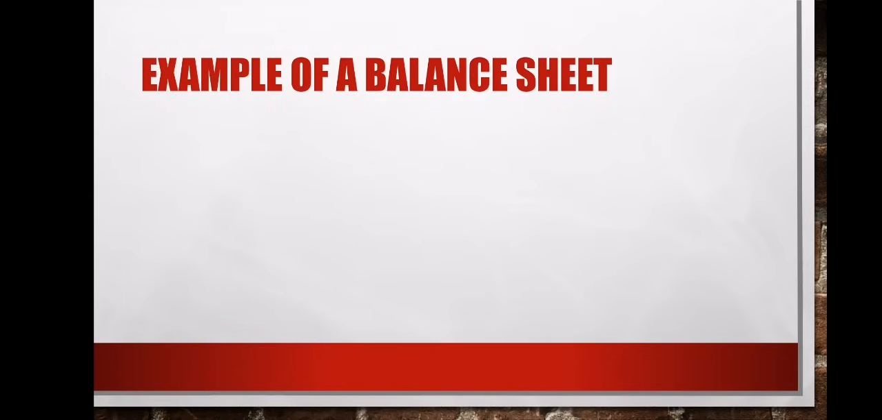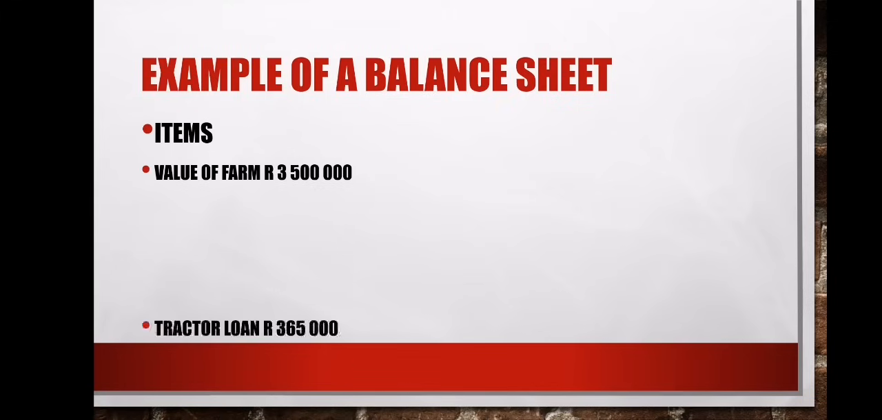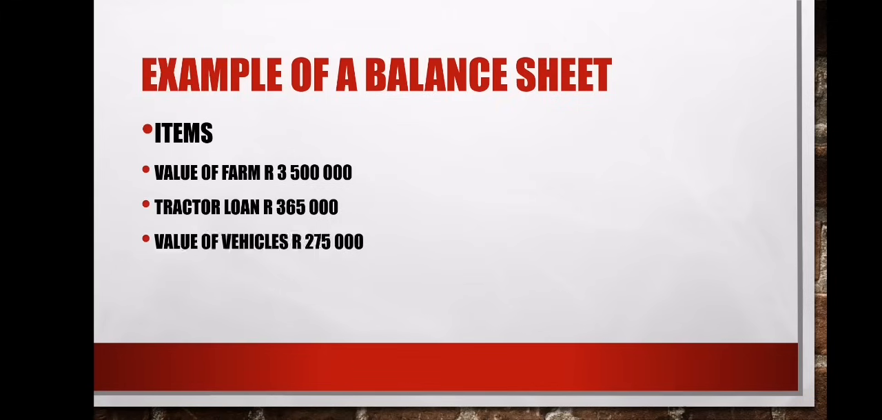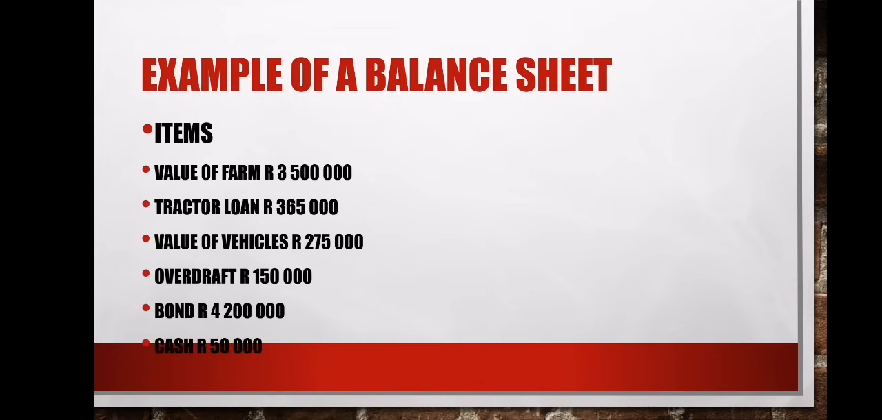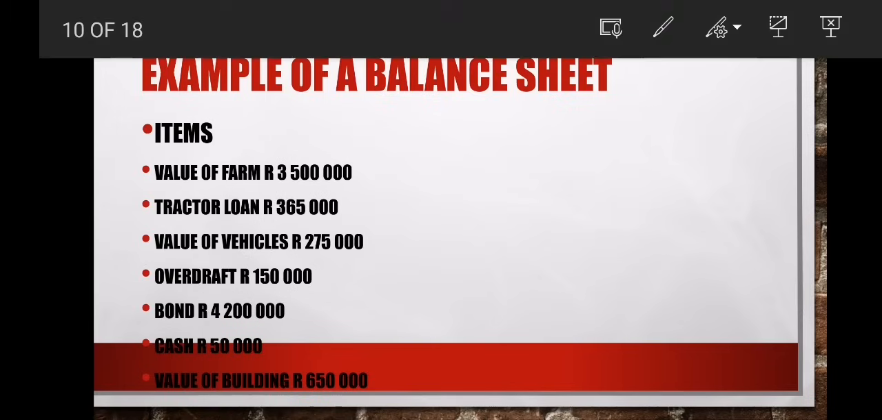Example of a balance sheet. You'll be given items again. Value of a farm, tractor loan, value of vehicles, overdraft, bond, cash, value of buildings. Again here, we must start by categorizing each item, whether it falls under assets or it falls under liability. Let's try to check it, good people.